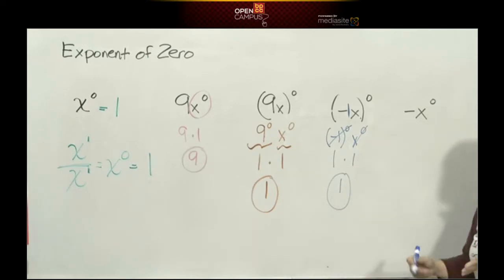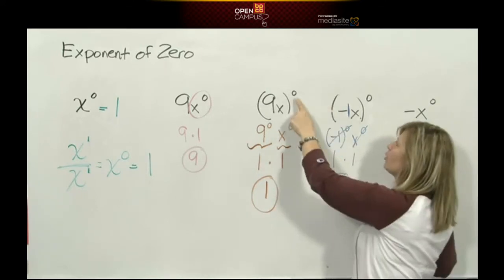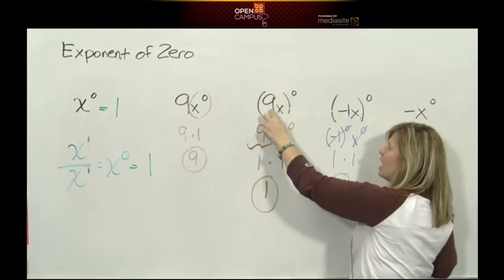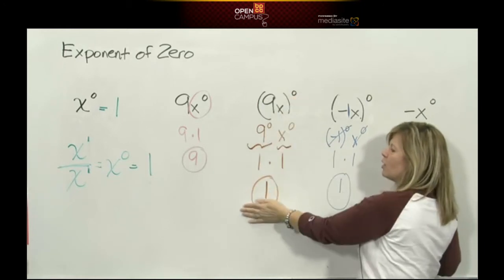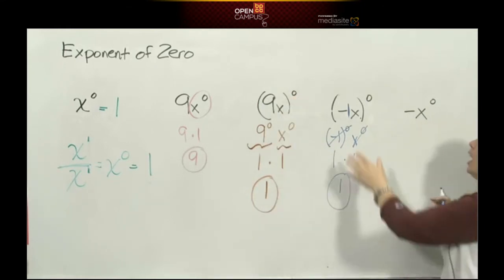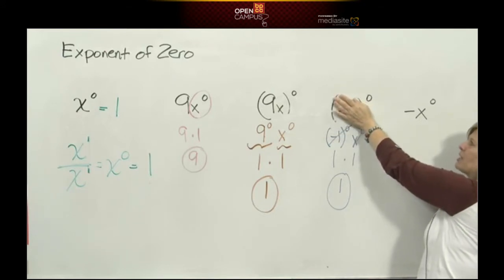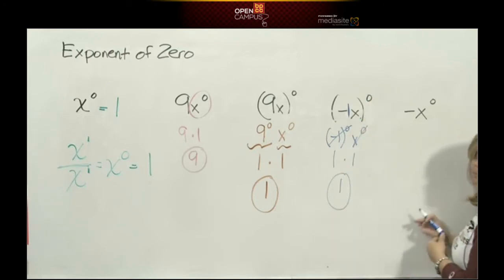Now, a lot of you could just look at this and do both of these expressions in your brain. You could say to yourself, okay, because I have parentheses, the whole base, 9x, belongs to the 0. If the whole term belongs to the 0 exponent, the whole term is 1. If the whole term is in parentheses, that means the whole term belongs to the 0 exponent. That means the whole value is 1.